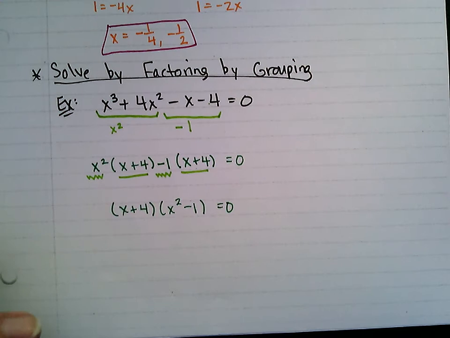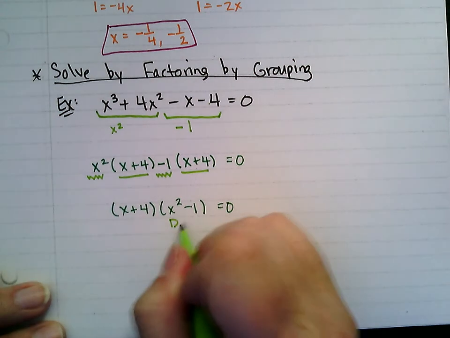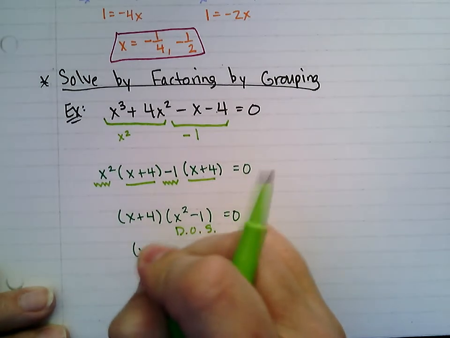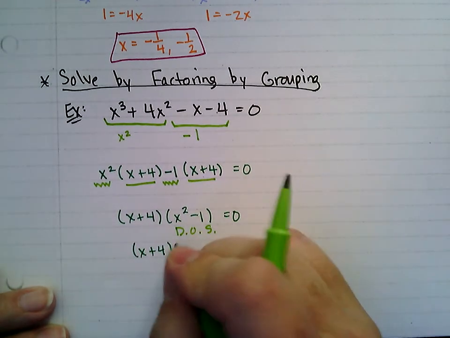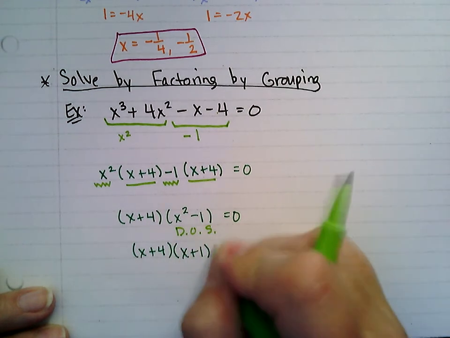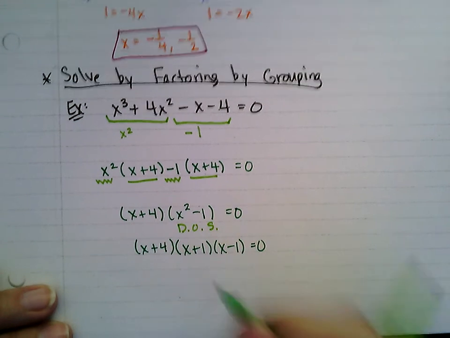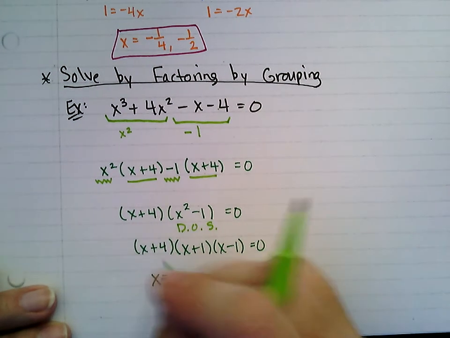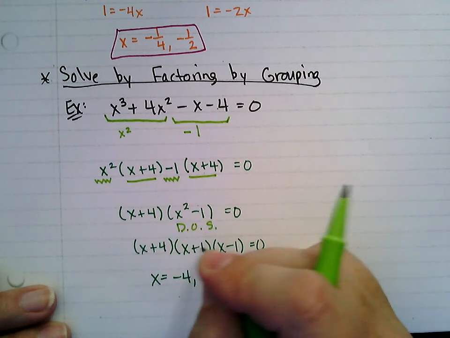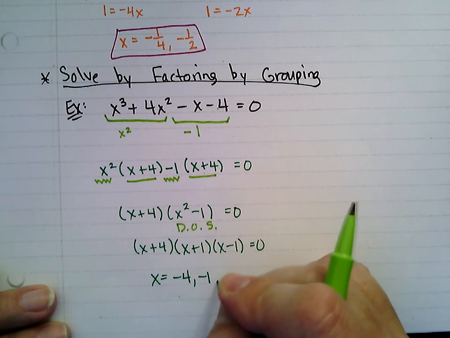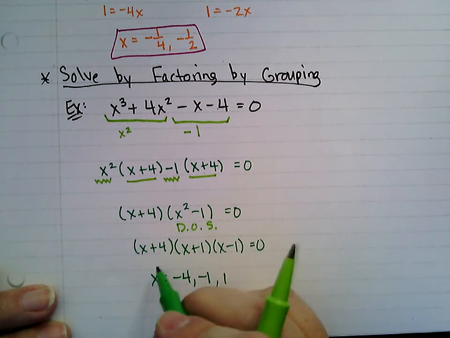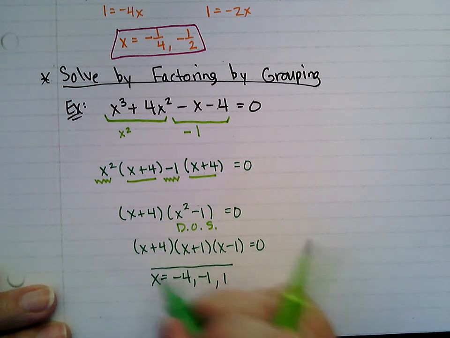Now they want me to solve by factoring, so I'm going to have to keep factoring this guy, which is a difference of squares. So now I have x plus 4 in that parenthesis, and then this one factors to x plus 1, x minus 1. Solving each of those gives me x equals negative 4, x equals negative 1, x equals positive 1. And those are my 3 answers.